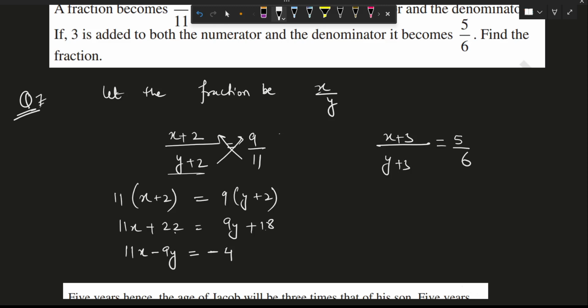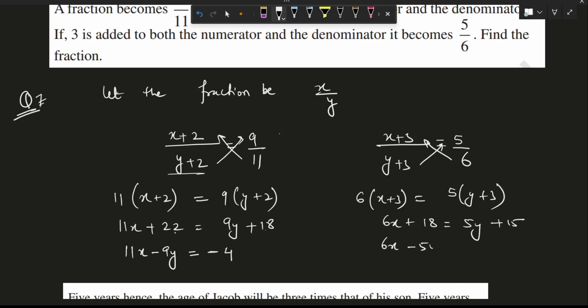Clear? Here also, multiply this 6 here and this thing here. So 6 into x plus 3, 5 into y plus 3. So from here, 6x plus 18, 5y plus 15. So you bring it here. 6x minus 5y is 15 minus 18, which is minus 3.